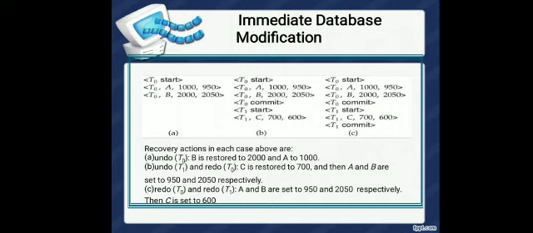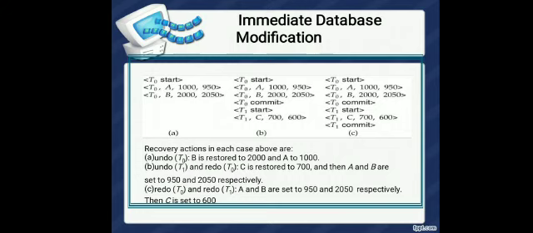Here there is no commit operation performed, only the start operation is there, and the update writes a value of C. The new value is 600. So we can undo the value to the previous value 700, but we can't redo the new value in the database because there is no commit operation performed here.